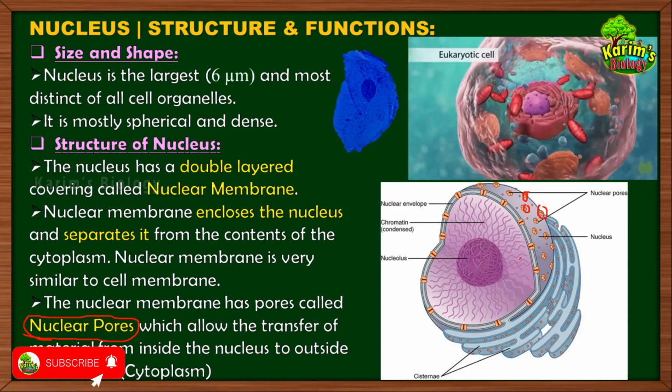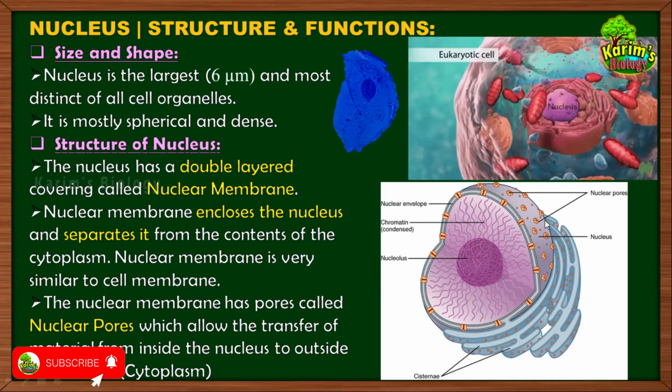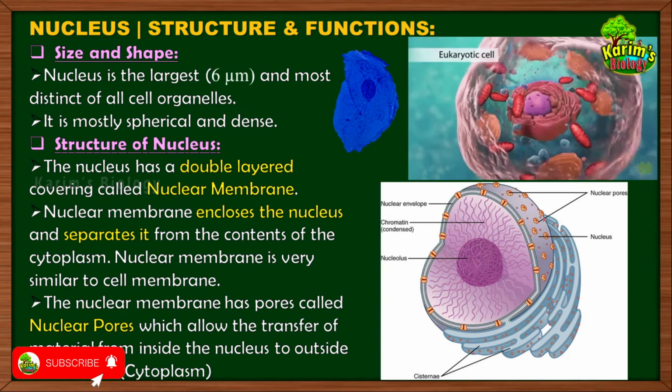And what may be the job of a nuclear pore? The function of the nuclear pore is to allow the exchange or transfer of material from within the nucleus to outside. And from outside, material can also enter into the nucleus through these nuclear pores. So this is the nuclear pore over here. From inside the nucleus, the materials can go outside, and from outside, something may enter into the nucleus also. So this is the function of nuclear pores within the nuclear membrane.